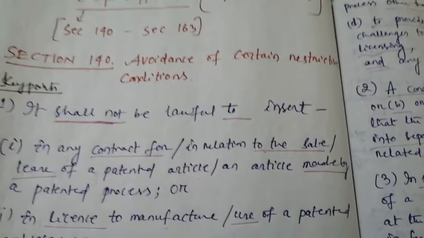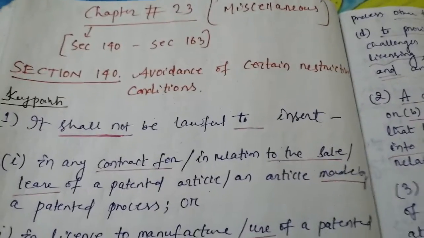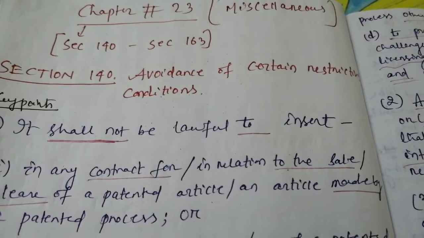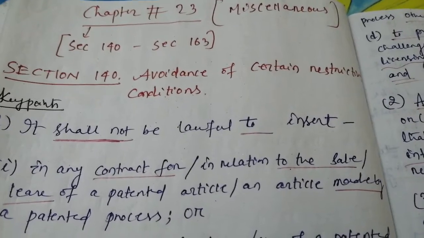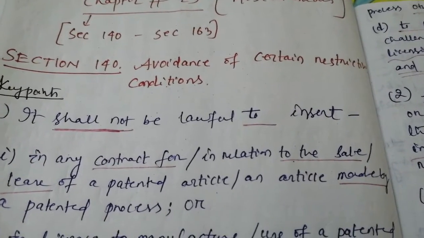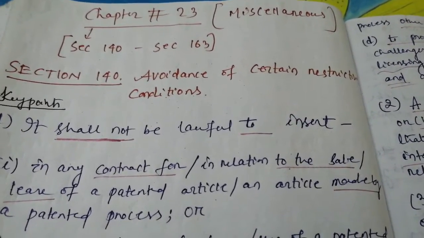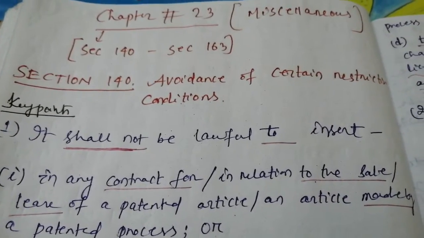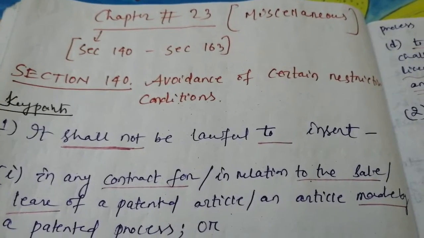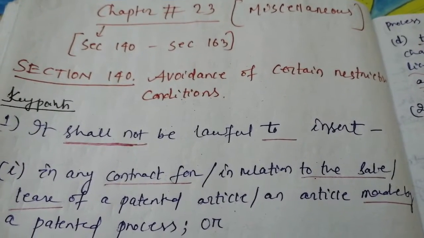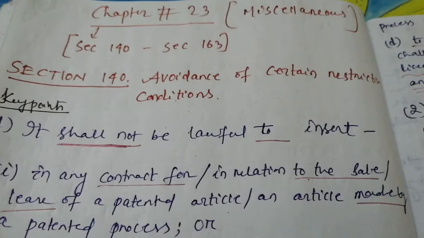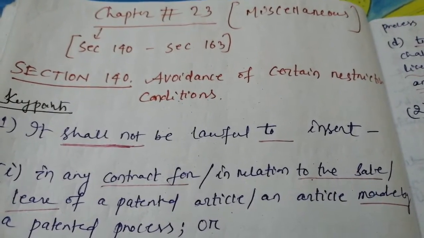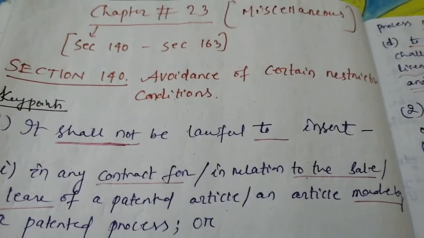Dear friends, till now we have completed almost all the sections from chapter 23 except one section, and that is the starting section, that is section 140. As we know, chapter 23 consists of sections starting from 140 and ending at section 163, and we can say chapter 23 is about miscellaneous.